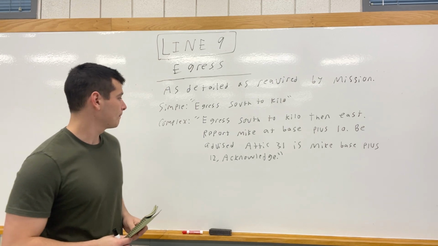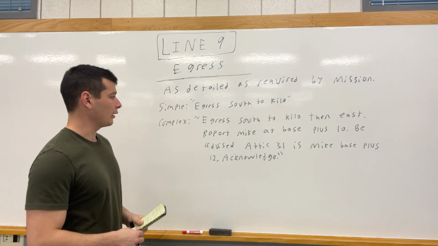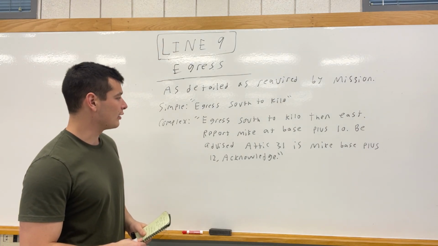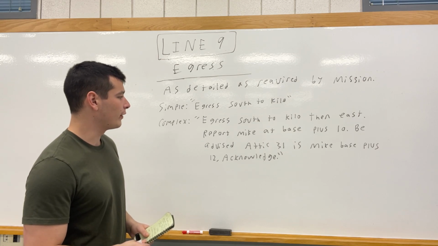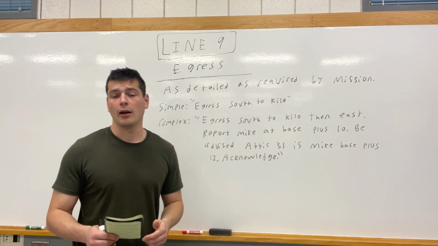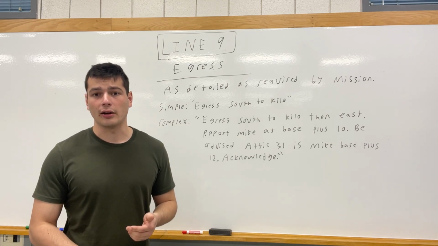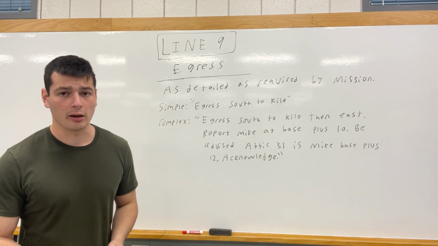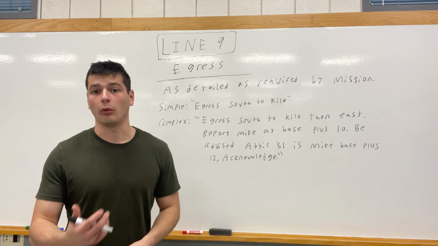That's it, easy day. A complex one would sound like egress south to Kilo, then east. Report Mike at base plus 10, be advised ATIC 31 is Mike base plus 12, acknowledge. Again, this all depends on the situation and how much control you want to have of the aircraft and whether you want them to do any follow-on missions.